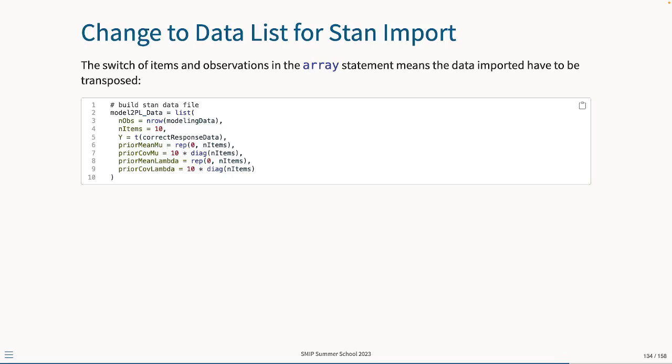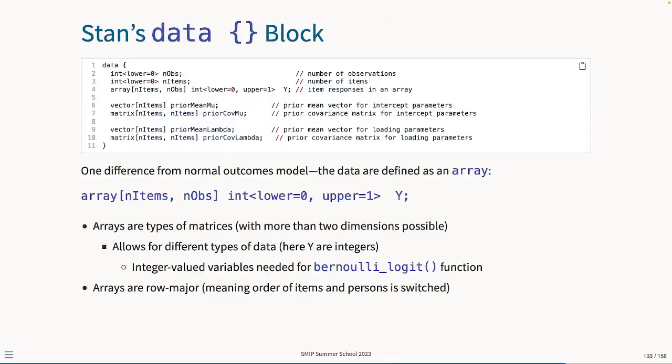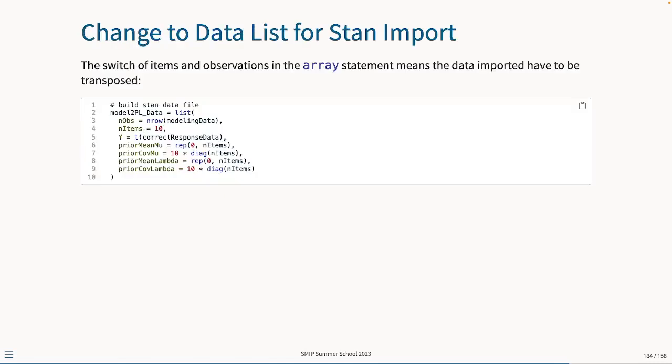So building the model data in R, I use the following syntax. Remember, we build a list of all that data. I literally copy this section into R, and I have to match all the names. So the number of observations is the number of rows of my modeling data. Number of items is 10.